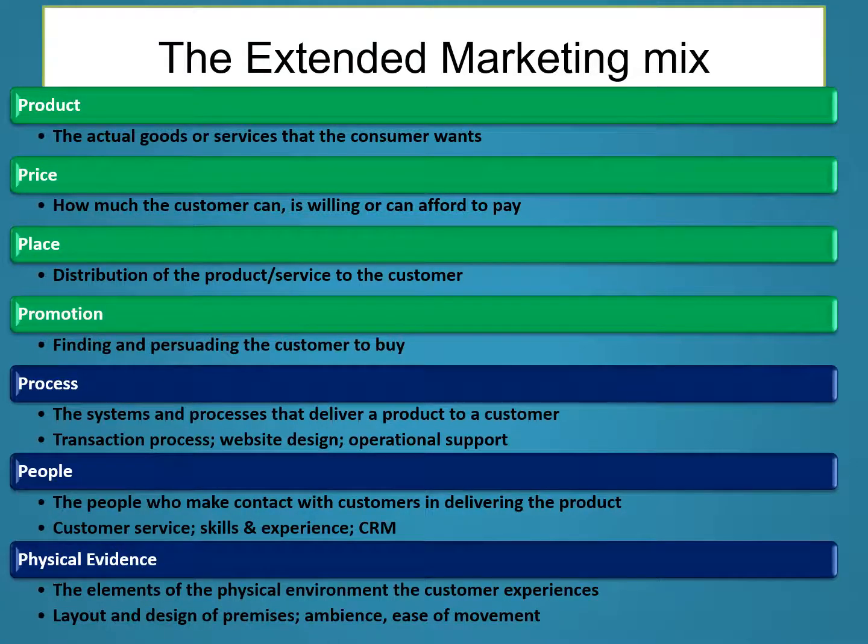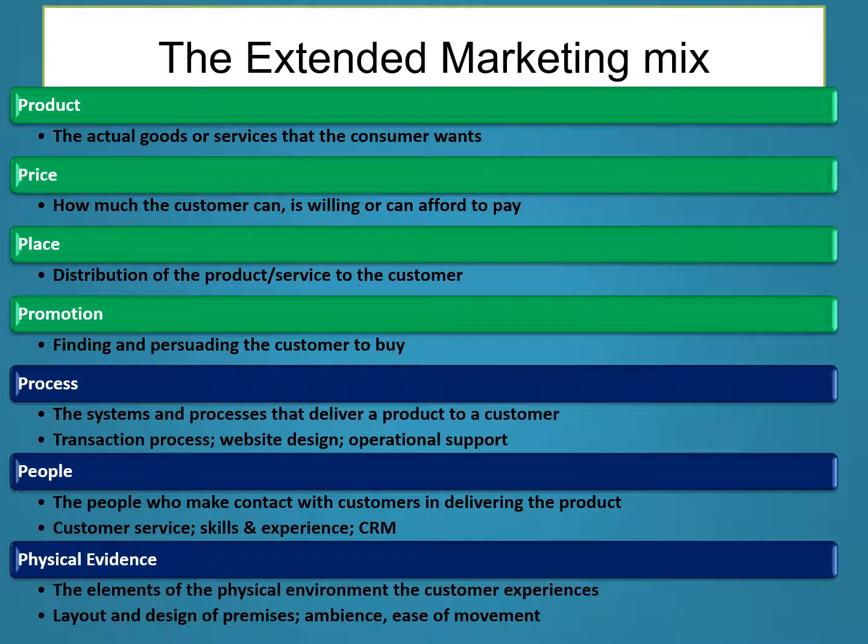So there are basically 7 Ps. Now, the original 4 Ps, which is what a lot of people think of when they think of the marketing mix, and you may have covered some of this in your GCSE as well, are product, price, place, and promotion. So product is the actual good or service. The price is how much the customer is willing, or can actually afford, to pay. The place is distribution, so where it's actually going, and where you're serving it from. And then promotion is finding and persuading the customer to actually buy the product.